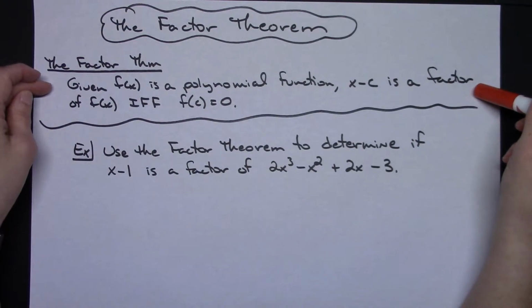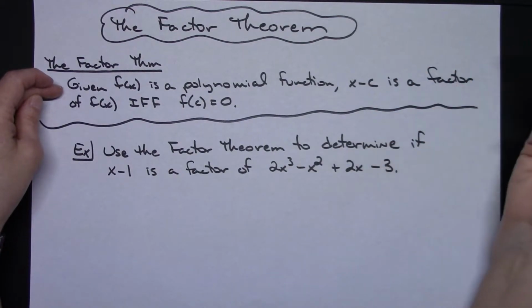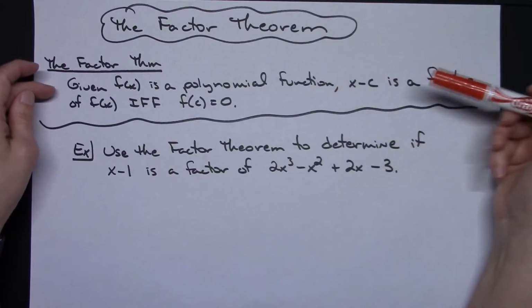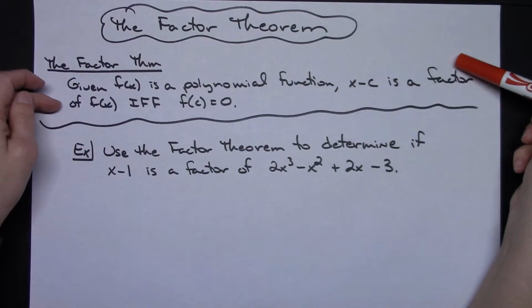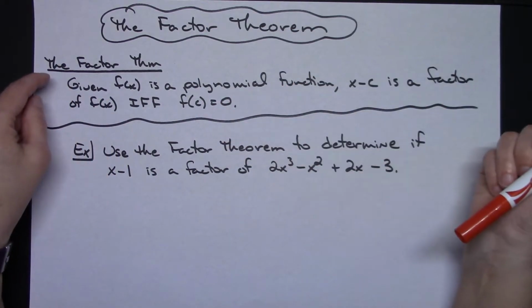The factor theorem states that if you are given f of x, and it is a polynomial function, then x minus c is a factor of f of x if and only if f of c equals 0.